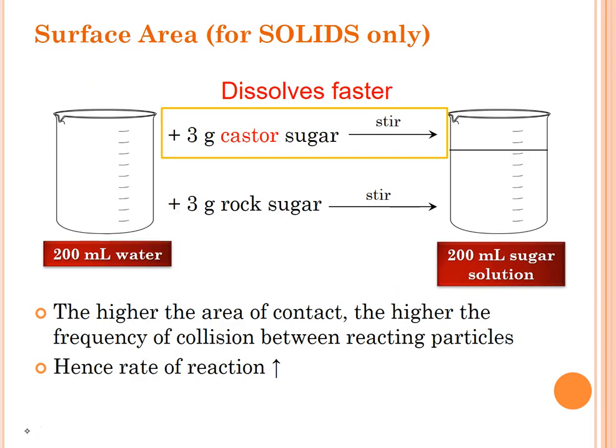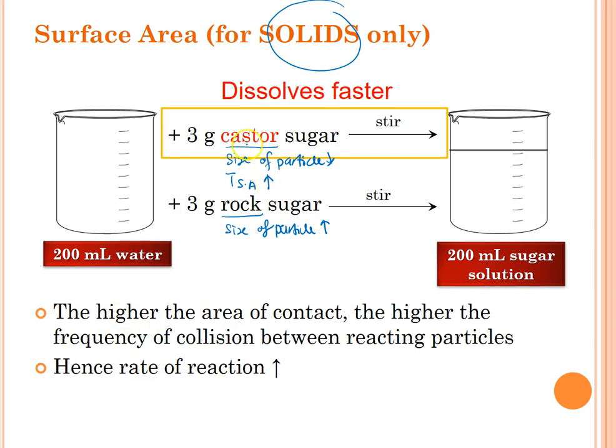The next factor that would affect rate of reaction is surface area, and this is usually used to describe solid particles. Caster sugar has a smaller size of particle. As for rock sugar, the size of particle is much greater. When the size of particle is smaller, the total surface area exposed is much greater.